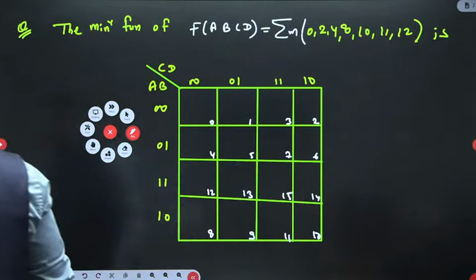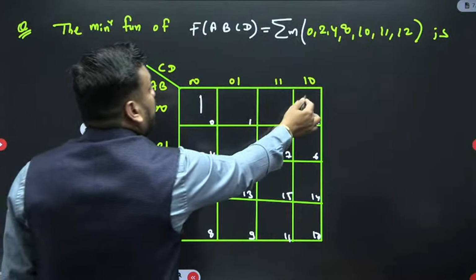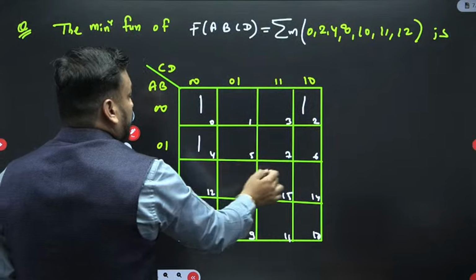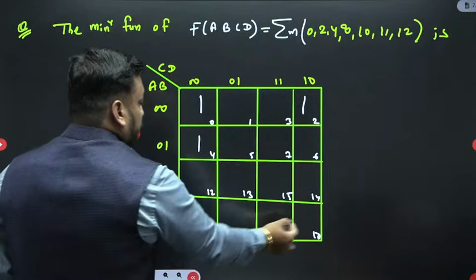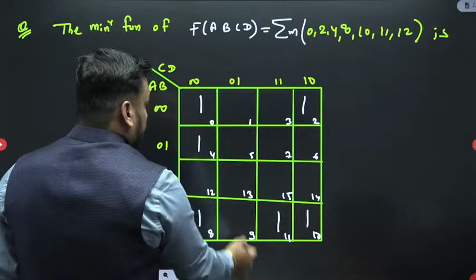Now tell me how many minterms are given to us. 0, 2, 4, 8, 10, 11, and 12.